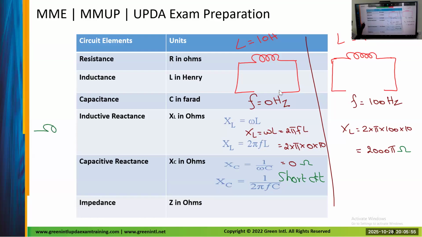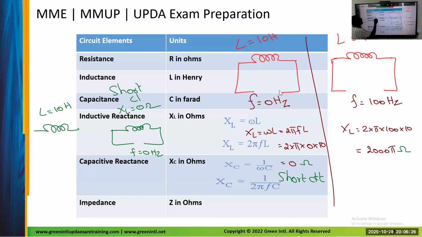So here we have an inductance, L is equal to 10 Henry. We are giving 0 hertz. Then the XL becomes 0 ohms. Correct? As an inductance, there is a finite value. But in the inductance, if you are giving the frequency 0 hertz, the reactance becomes 0, which is nothing but a short circuit. So if you are giving 0 frequency, the inductance behaves as a short circuit.